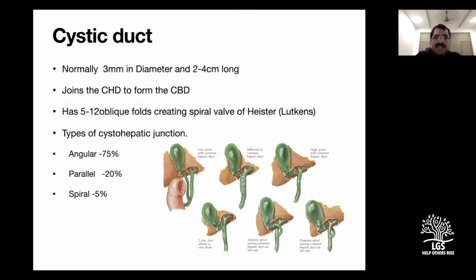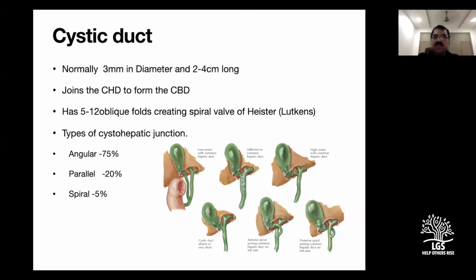So after the gallbladder, you have the cystic duct. It has a diameter of 3 millimeters and a length of around 2 to 4 centimeters. The size can vary, and it joins the CHD to form the CBD. So the length of CHD varies depending upon the entry of the cystic duct into the common hepatic duct. If there is a long cystic duct entering the lower part of the bile duct, you will see only common hepatic duct, no common bile duct.